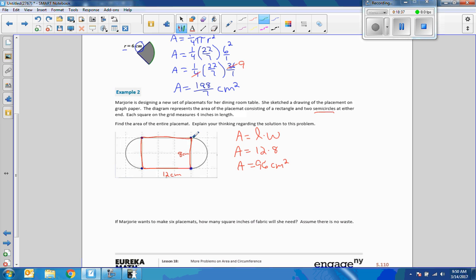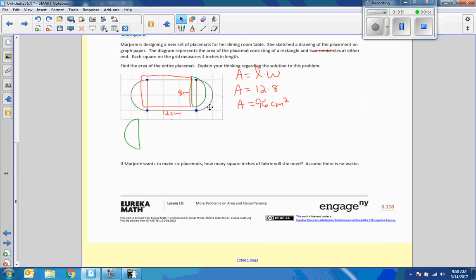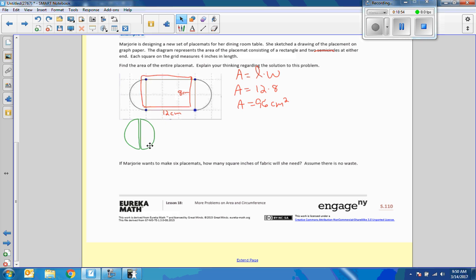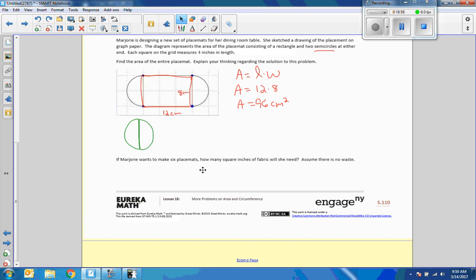But it also says we have 2 semicircles. So I have this semicircle here. And I have this semicircle here. Okay, now I'm drawing these for a reason, because if I bring this down here now, and I bring this one over here, alright, there we go. Now that's a complete circle. And we know that the diameter is 8. So the radius equals half of that, or 4.